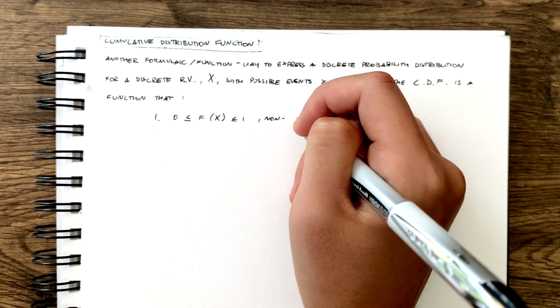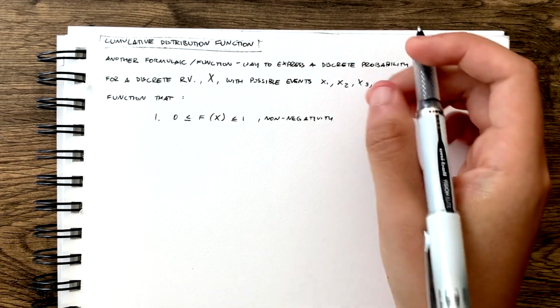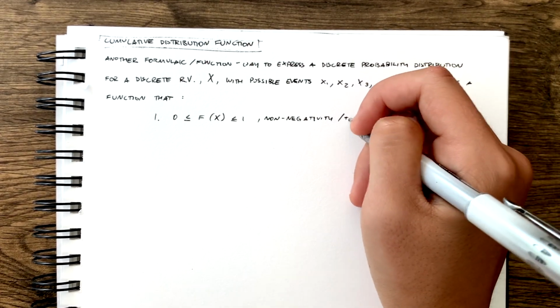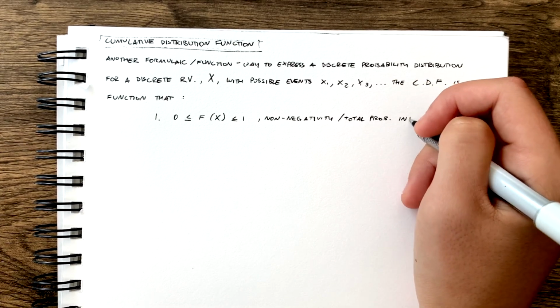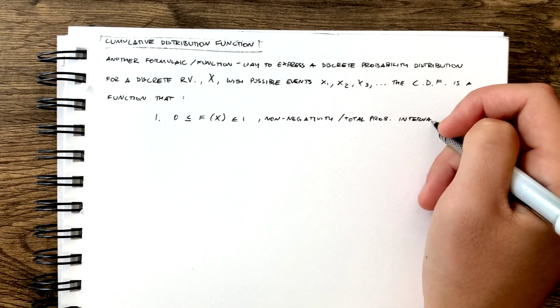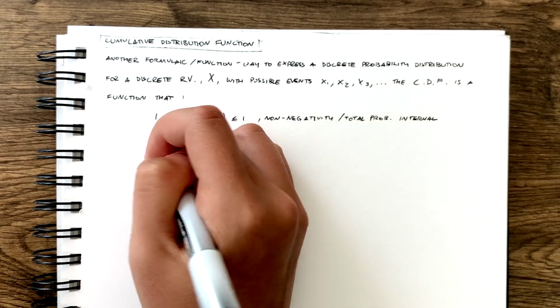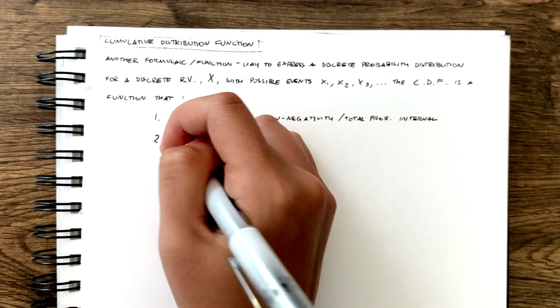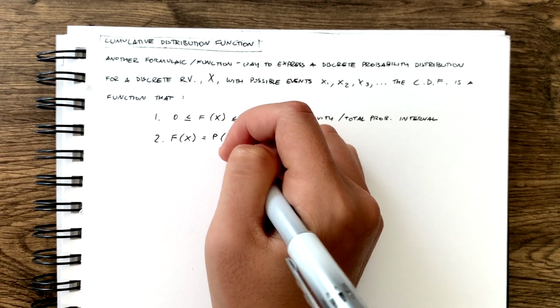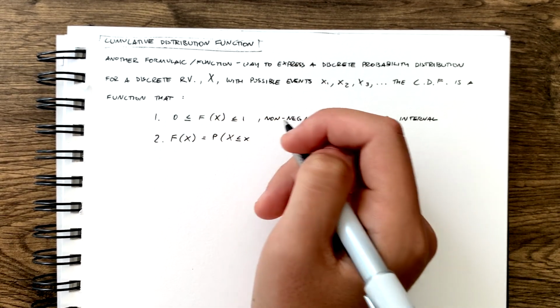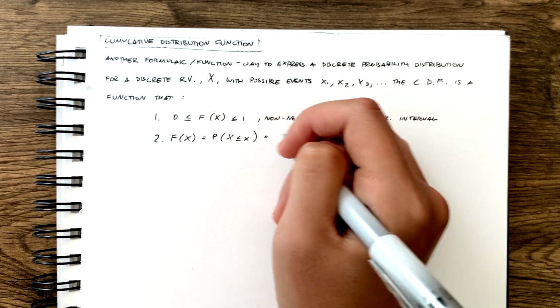Firstly, we also have a non-negativity and total probability interval statement, where we can say that our CDF function will be equal to or greater than 0, or equal to or less than 1. And so it'll lie within this range of being non-negative, but also less than or equal to 1 or 100%, our total probability.